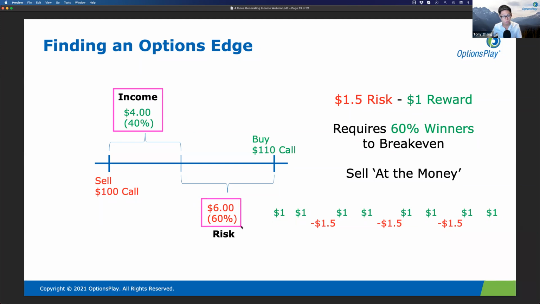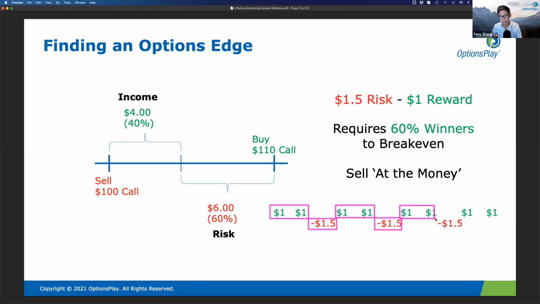That might not seem like a whole lot, but if you are able to collect 40% of the width, that reduces your risk from 67% down to 60%. That means for every $1 in potential reward you collect, you're risking only $1.50. And that reduces the number of winning trades you need in order to break even down to 60%. So if you have 2 winning trades at $1, 1 losing trade at $1.50, and you continue this cycle over and over again, you have a positive expected return.